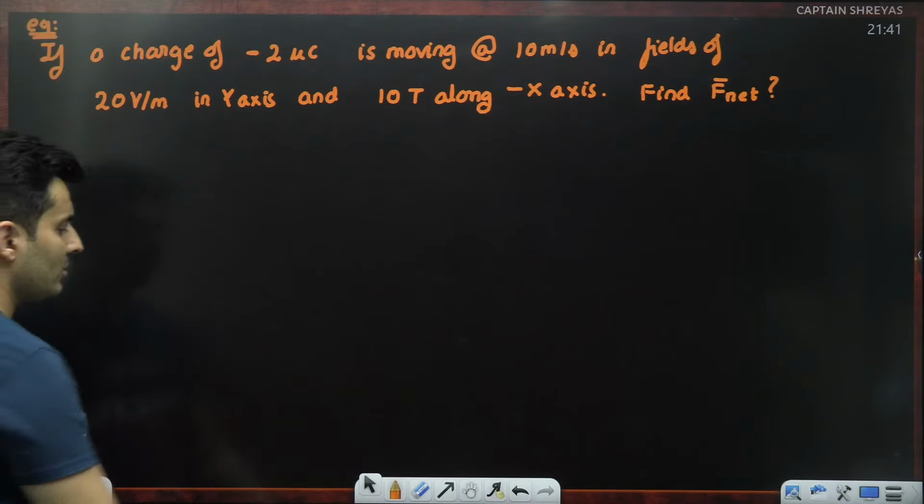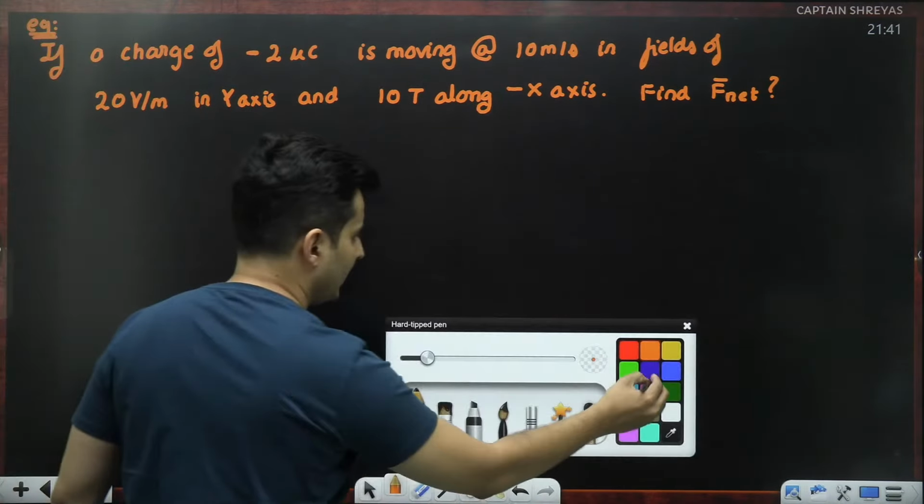Let's try to do this question. It's a direct application of Lorentz force, nothing more, nothing less. Charge is given, speed is given, directions are given. Actually, the direction of the speed is not given, so I need to mention that it is moving at 10 meters per second along the z axis. That needs to be mentioned. Okay, now it is fine. So let's try to do this problem.